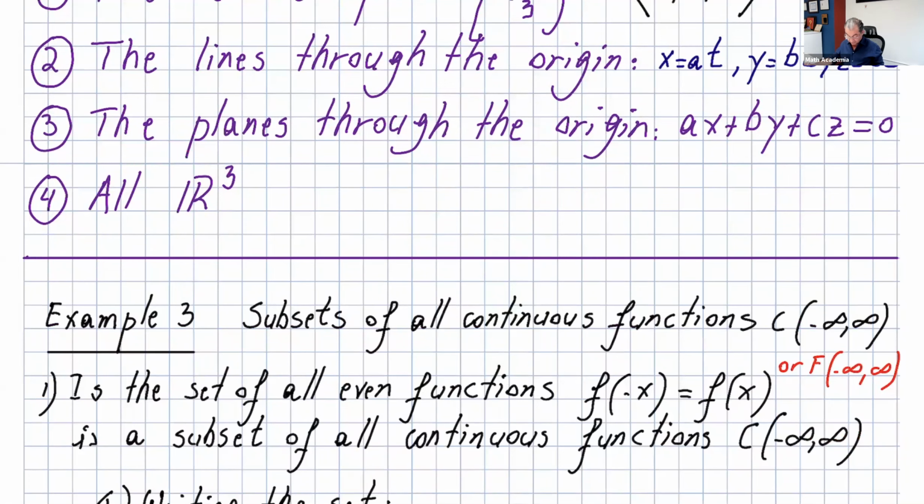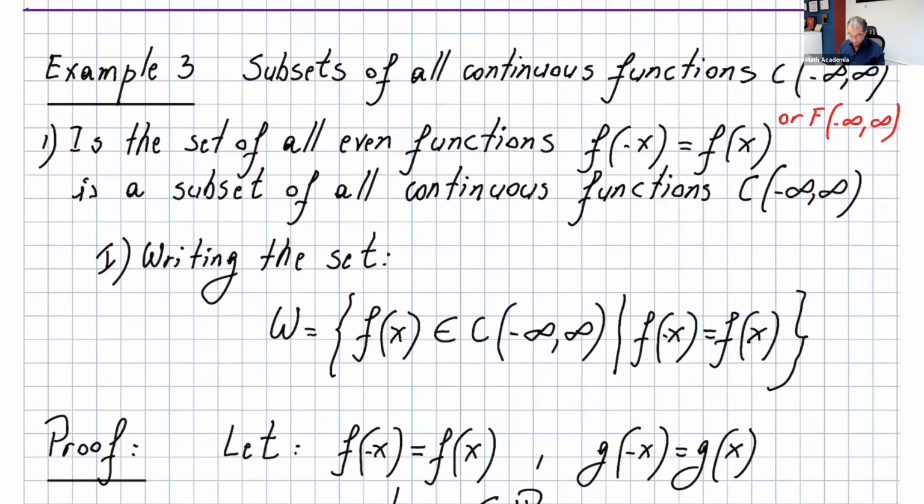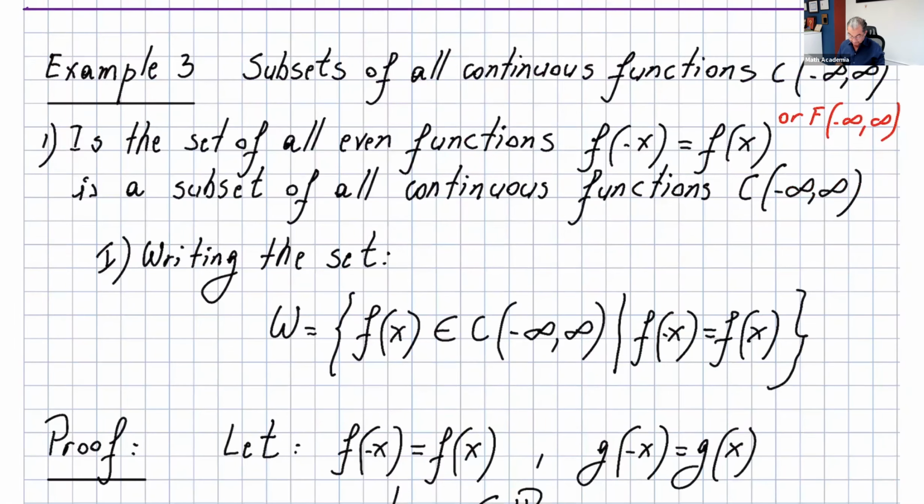Now let's go over some examples. We want to have a couple of examples, the subset of continuous functions. So again, you write it like that, C from negative infinity to infinity, or I just put that notation if you see this. It's the same thing.